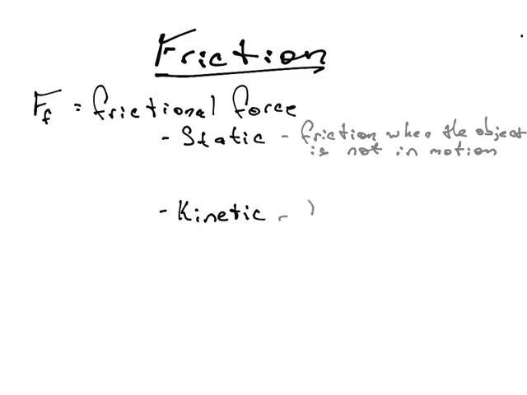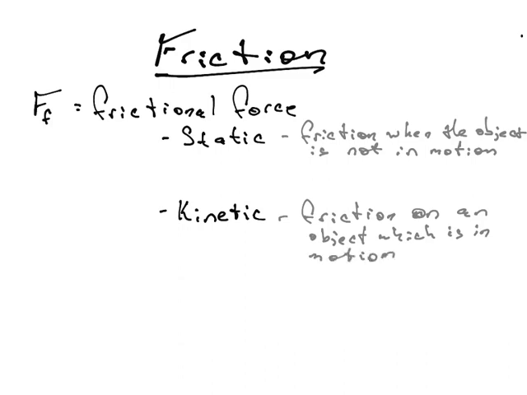Kinetic, obviously, is the exact opposite. This is a friction on an object which is already in motion. So this is something like if you push hard enough on the sofa and you just push really hard, it'll slide away from you. As it's sliding away from you, when you're not touching it, it's going to slow down and stop. As it's sliding, there's friction between the carpet and the sofa, which is going to slow the motion until it stops.